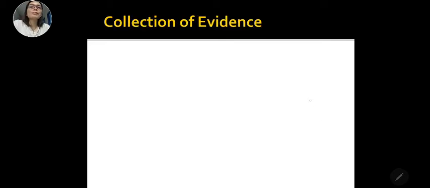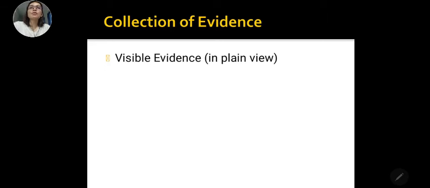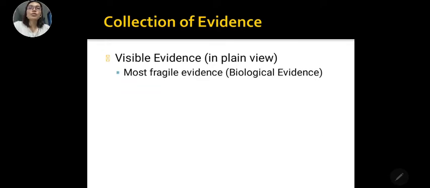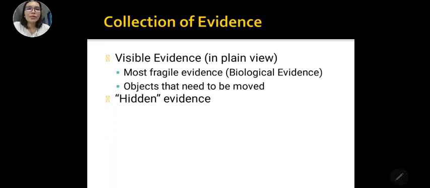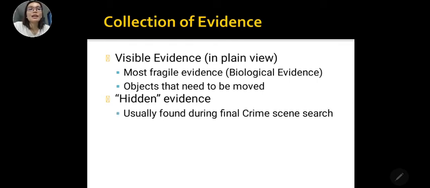So these are the possible evidence you can collect in the crime scene. We have the visible evidence or those evidence you can see in plain view. So unahin natin sa pag-recognize or pag-collect yung mga most fragile evidence or the biological evidence na pwedeng masira agad. Then we have the objects that need to be moved. Then we have the hidden evidence. Ito yung sinasabi ko kanina na trace evidence. Usually, they are found during the final crime scene search.